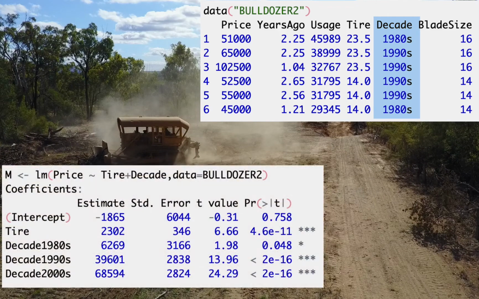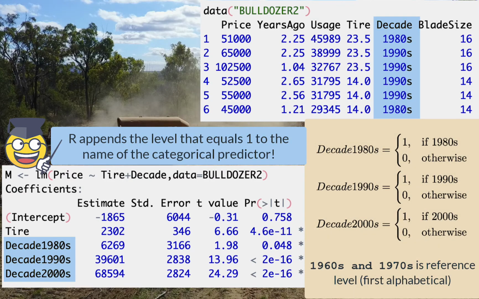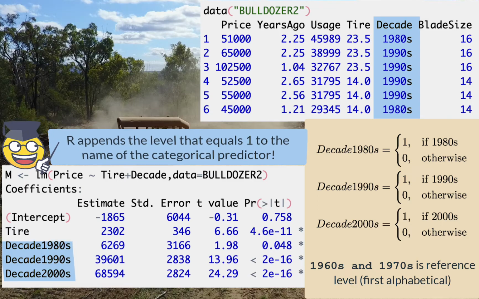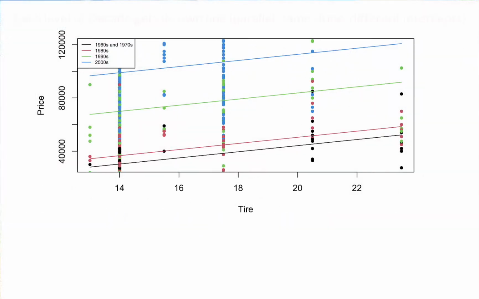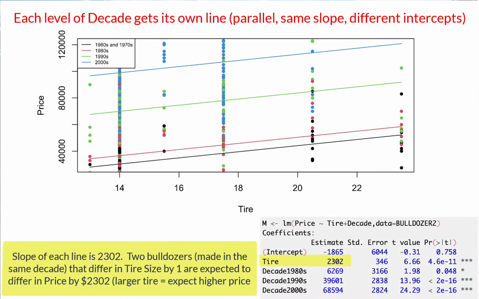So if we throw the decade into the model, there are 4 possible values: the 60s and 70s as one level, the 80s, the 90s, and the 2000s. So we're representing decade by a set of 3 indicator variables. And when we visualize that model, each different decade gets its own implicit regression line. They have the same slope, so the coefficient of tire in this case would be the same for all 4 of those decades, the coefficient being 2302.